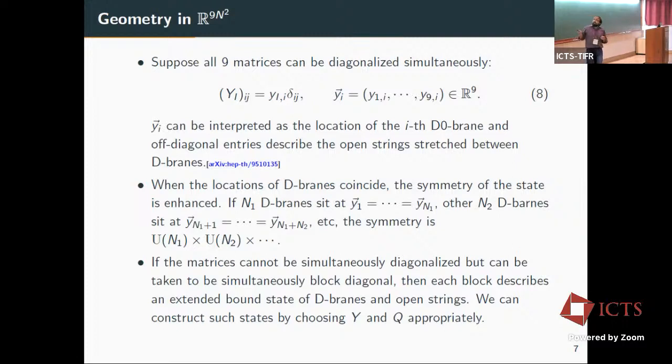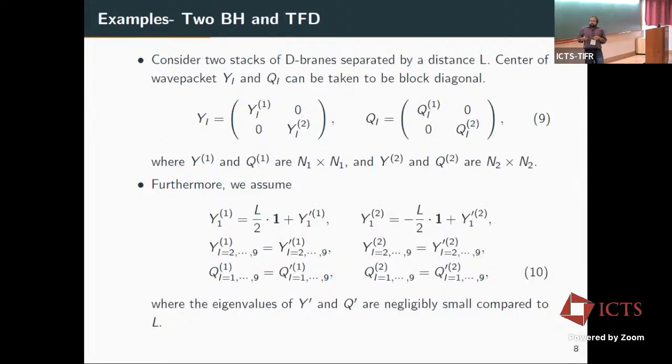If the matrices Y^i cannot be diagonalized, but they can be simultaneously block diagonalized, then this will amount to an extended or an excited state of D0 branes and strings connecting them. We can construct such states by choosing Y and Q appropriately. Now, using this, we can somehow encode the geometry of gravitational objects.